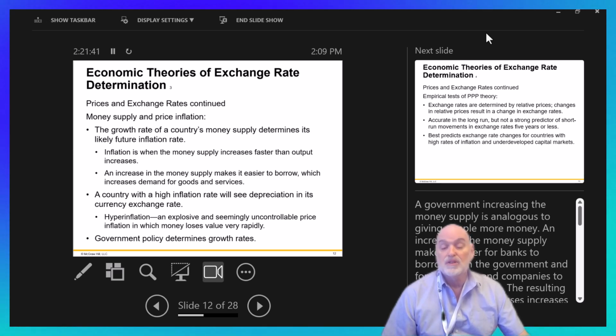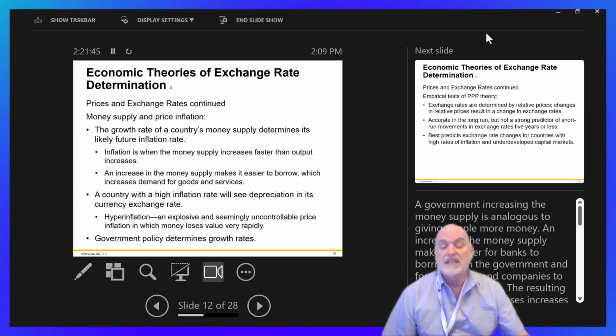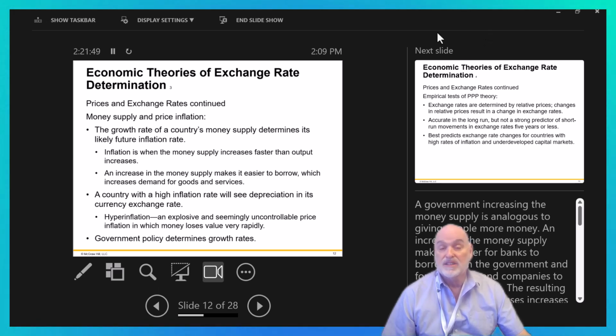Hyperinflation is an explosive and seemingly uncontrollable price inflation in which money loses value very rapidly. And also, government policy determines growth rates.